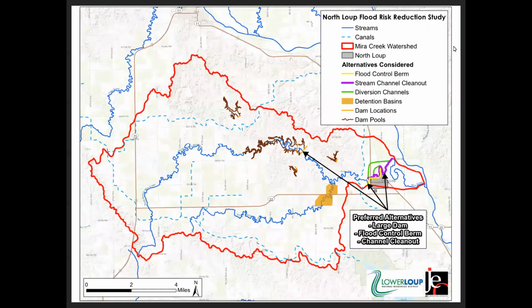Again, looking at the map of the watershed, showing the locations of those preferred alternatives, the large dam on the north branch of Mira Creek, approximately in the center of the watershed, and the flood control berm and the channel cleanout adjacent to the town of North Loup.